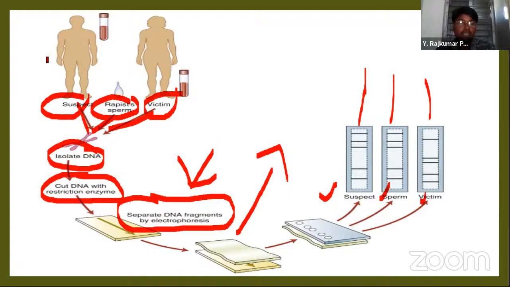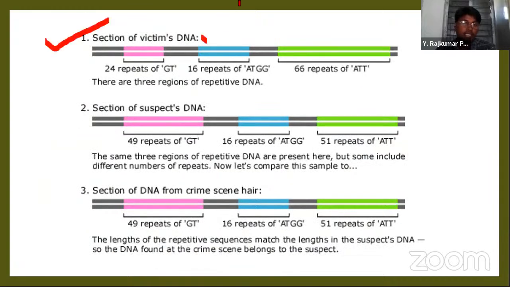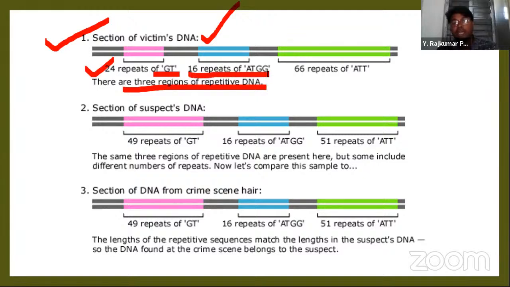Let's see what happens in this section of the victim's DNA. Here you can see there are 24 repeats of GT. GT are nothing but the nitrogen bases. There are 3 regions of repetitive DNA, and in the first region there are 24 repeats of GT, in the second region 16 repeats of ATGG, and 64 repeats of ATT. Okay, so these are the repetitions which are found.